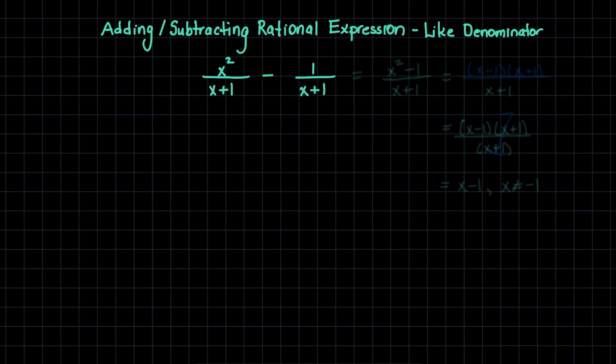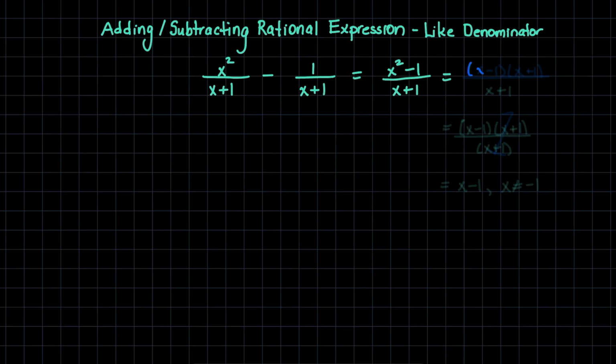x squared over x plus 1 minus 1 over x plus 1. We know subtraction follows the same rules as addition, so we subtract the numerators straight across. We get x squared minus 1 all over x plus 1. We always check, can we factor? x squared minus 1 is a difference of 2 squares.